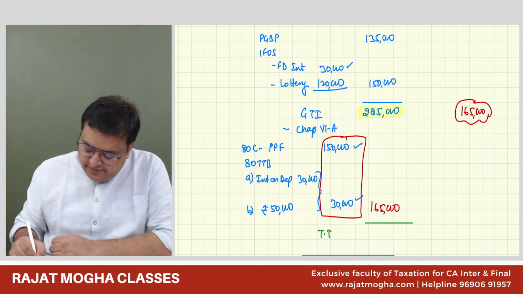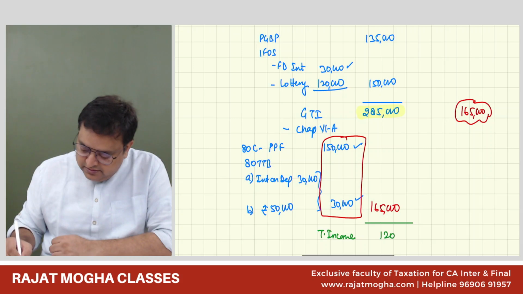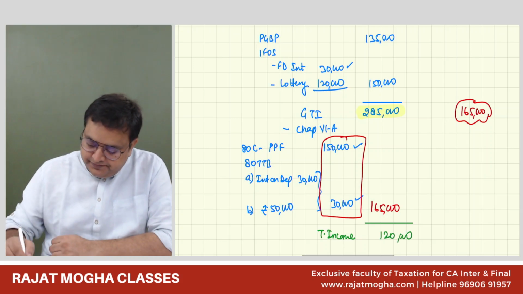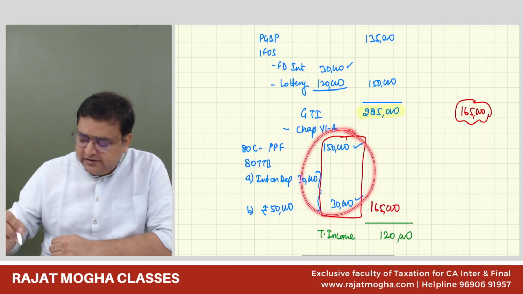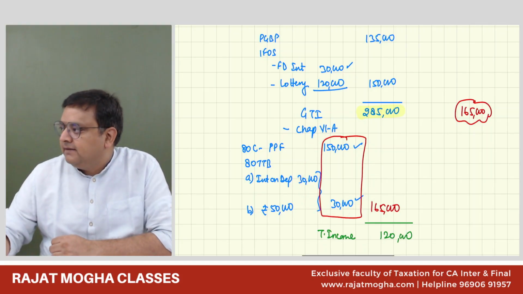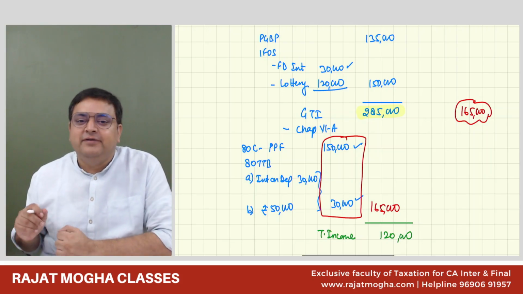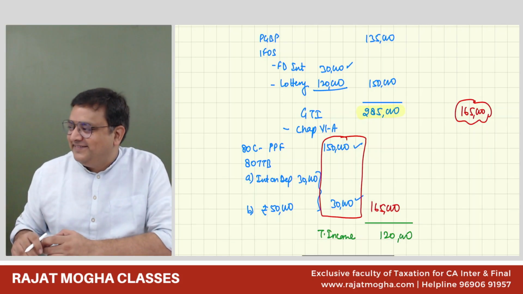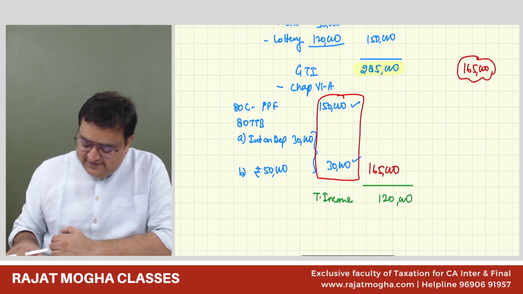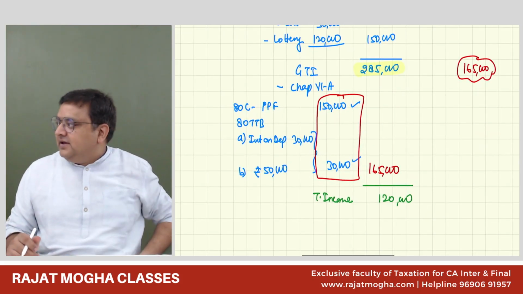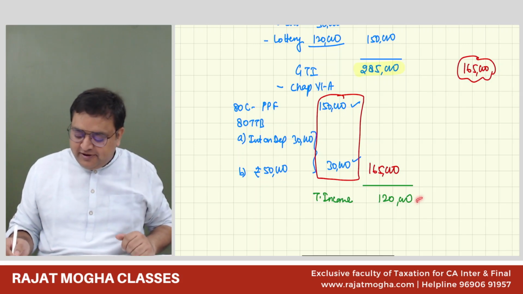So my total income would be 1,20,000. Aru, you have done the deduction chapter? Arup, have you watched those 4 lectures of deductions? I'm just asking, if you have not done that, it's okay. She's silent.